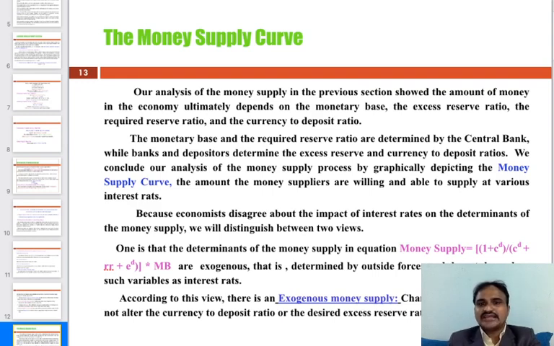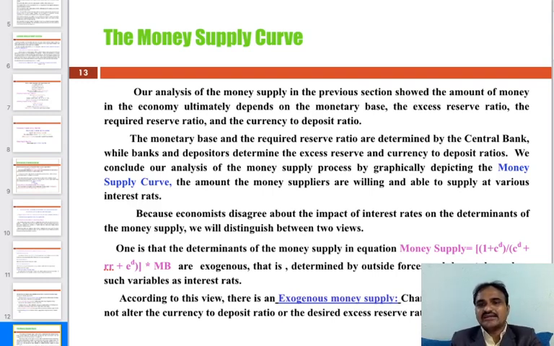The monetary base and the required reserve ratio are determined by the central bank, while banks and depositors determine the excess reserve and currency deposit ratios. We conclude our analysis of the money supply process by graphically depicting the money supply curve, the amount the money suppliers are willing and able to supply at various interest rates.